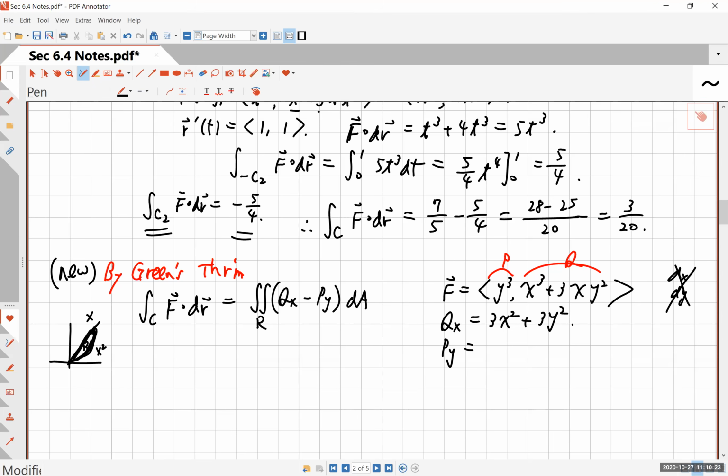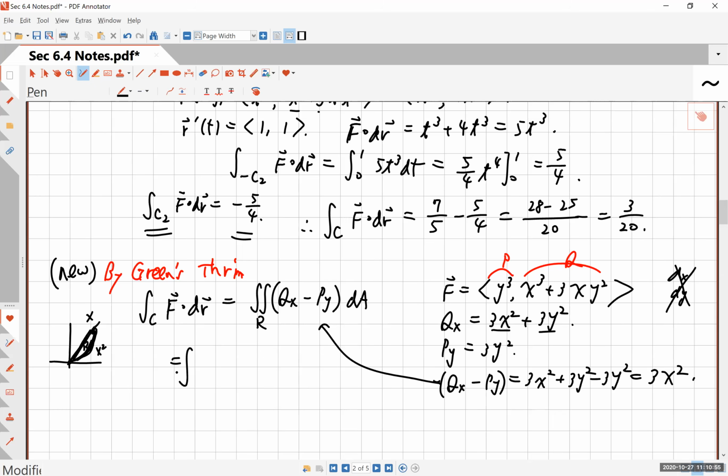Py is 3y squared, and therefore Qx minus Py is 3x squared plus, I'm going to write this down, minus 3y squared. So it's only 3x squared. That's nice. And that's what goes in here. So this turns out to be the integral.